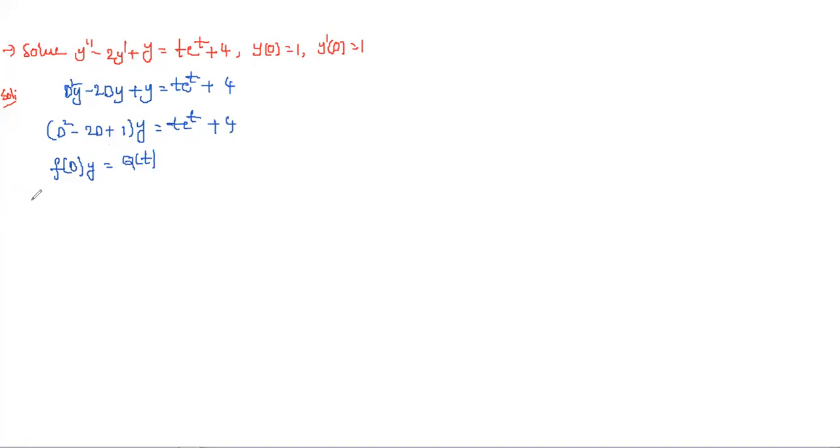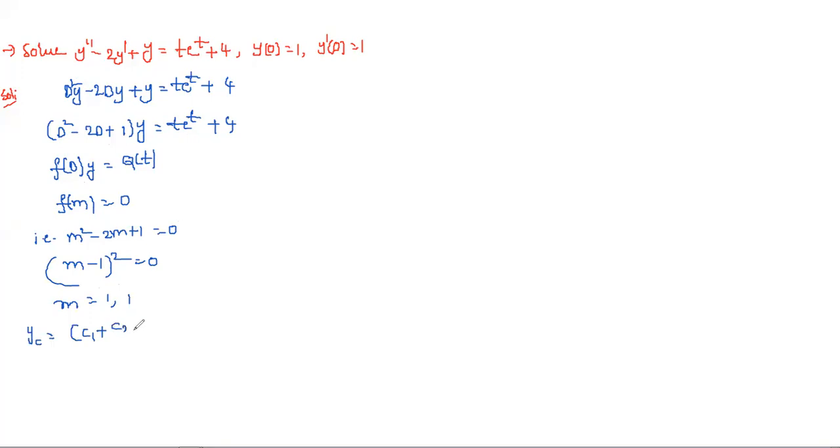Now we need to find the complementary function. For that we need to write the auxiliary equation, f of m is equal to 0. That is m square minus 2m plus 1 is equal to 0. So simply we can write (m minus 1) whole square is equal to 0. m is equal to 1, 1. The roots are real and equal. Then the complementary function is yc is equal to (c1 plus c2 t) into e power t, with t, not x here.